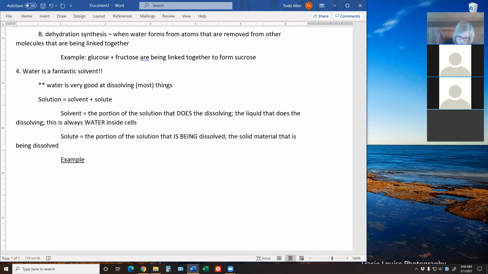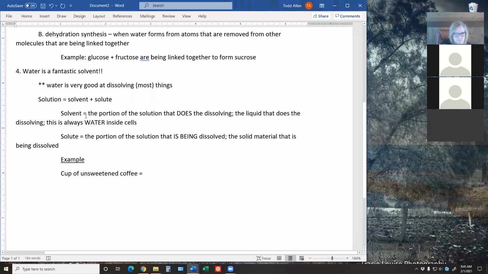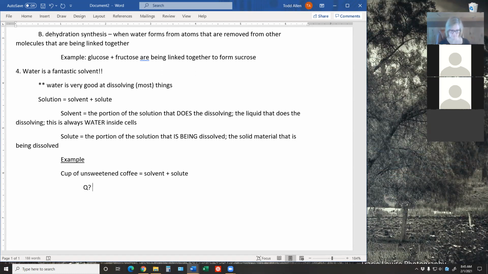Let's say that I have a cup of unsweetened coffee. Okay, maybe you're drinking coffee this morning. I don't know. So let's say we have a cup of unsweetened coffee. Doesn't really matter that it's in a cup, but think of a cup of coffee. And so the cup of coffee, let me ask you, is going to be made of a solvent plus a solute. So my question is this, and please respond into the chat window. In our cup of coffee, what exactly is the solvent? What exactly is the solvent?